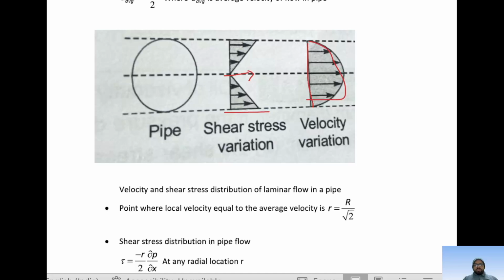Velocity and shear distribution of laminar flow in a pipe is shown here. The radius at which the local velocity is equal to the average velocity is given by capital R upon root 2.